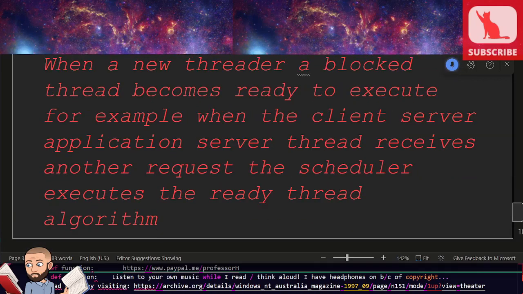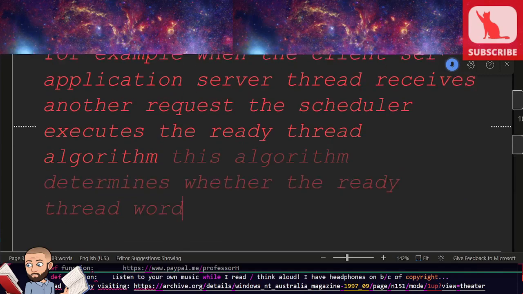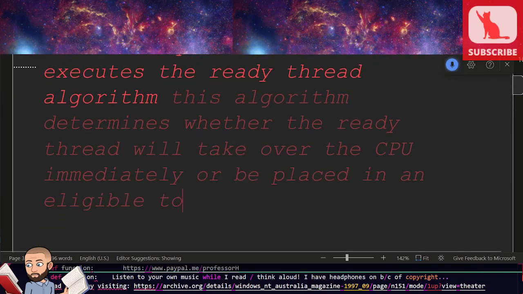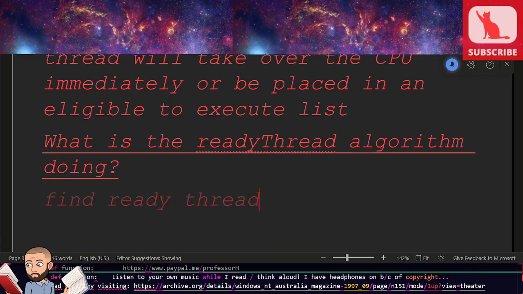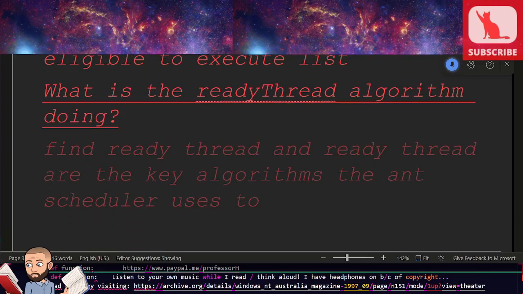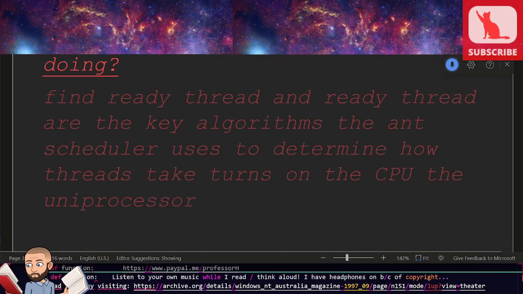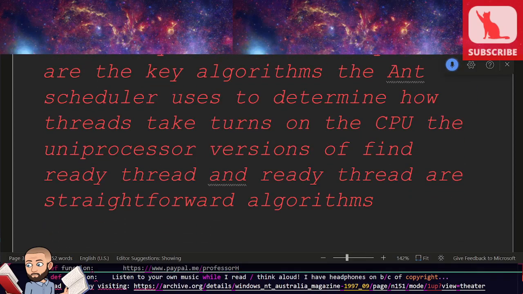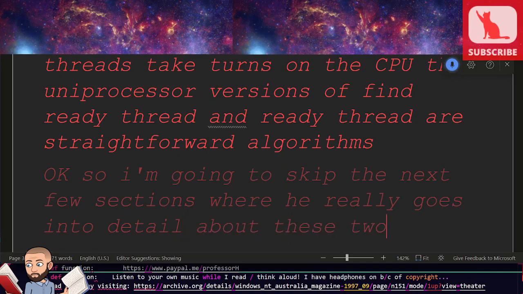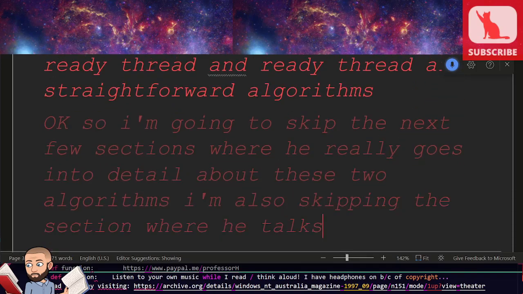This algorithm determines whether the ready thread will take over the CPU immediately or be placed in an eligible to execute list. Find ready thread and ready thread are the key algorithms the NT scheduler uses to determine how threads take turns on the CPU. The uniprocessor versions of find ready thread and ready thread are straightforward algorithms. Okay, so I'm going to skip the next few sections where he really goes into detail about these two algorithms. I'm also skipping the section where he talks about boosting and decay.